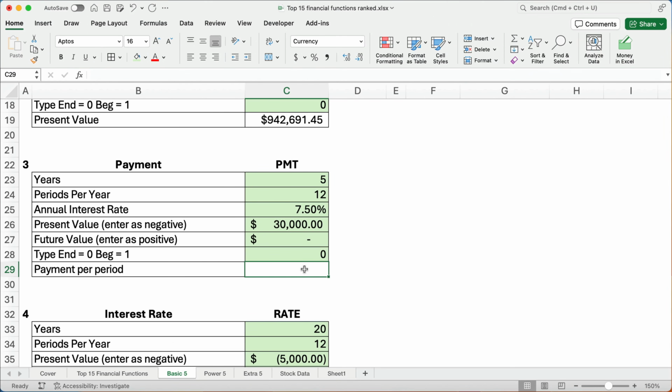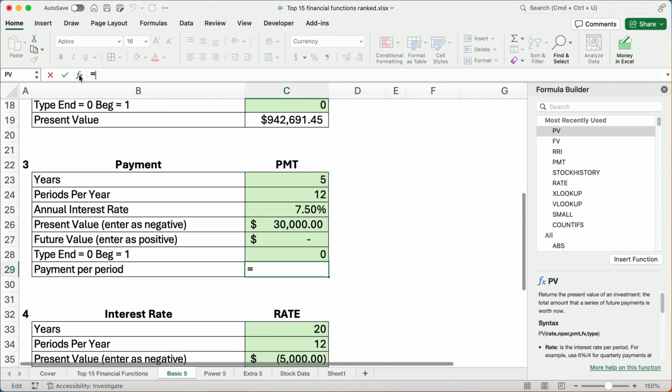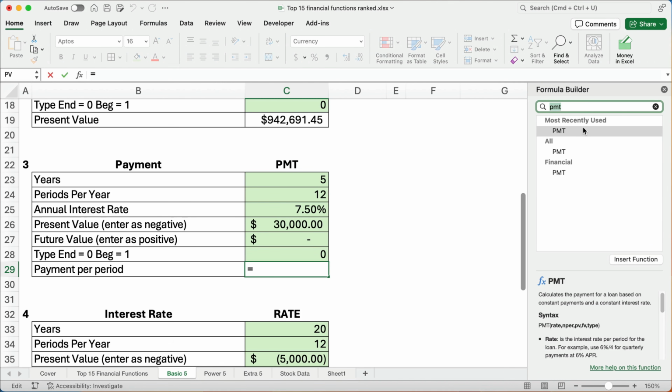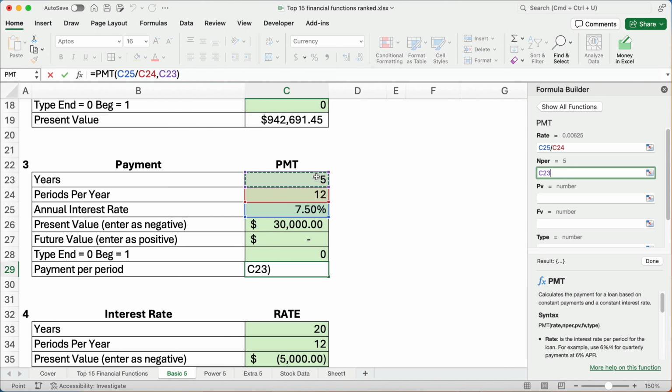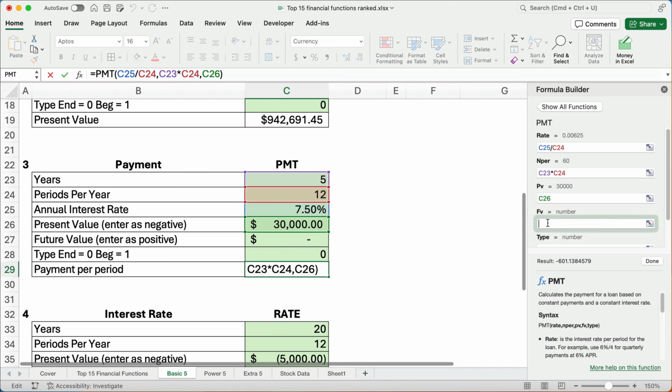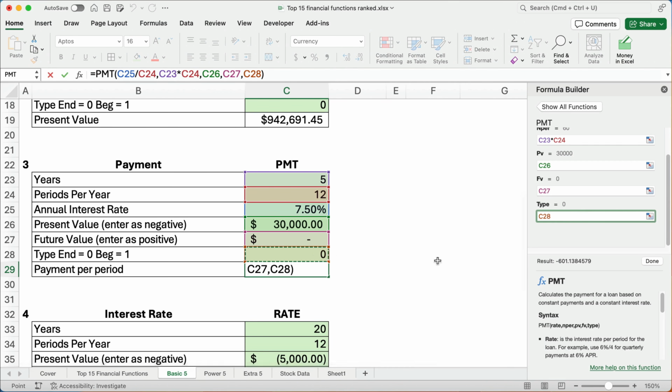Well, this is an important calculation that you need to know how to do. So let's do the function. Let's do payment, PMT. The rate is going to be 7.5, and we need to divide it by the periods per year, the 12. The number of periods is not going to be 5 years. We're not making annual payments. We're making monthly payments, so 5 years times 12, that's going to be 60 months. The present value is $30,000. The future value is going to be 0, and the payments happen at the end of the period.